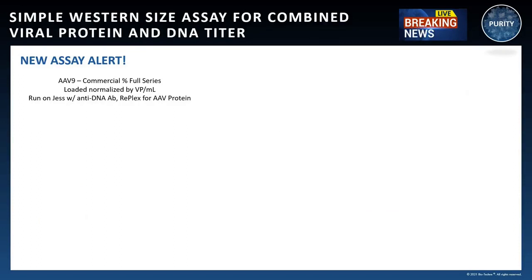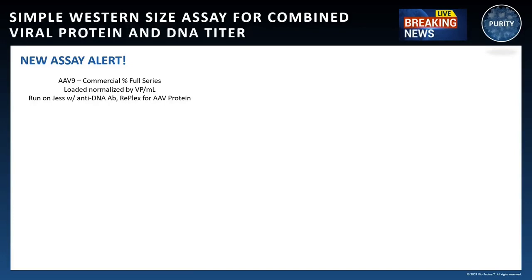It's critical to understand not only the viral titer, but also the genomic titer, and we have an assay that can do both at the same time. For this assay I'm about to show, we purchased a series of AAV9s of known percent full. We normalized them according to the viral particle per mil from the manufacturer, and then analyzed them on Simple Western using an anti-DNA antibody, and then replex for total protein to quantify the AAV viral proteins.